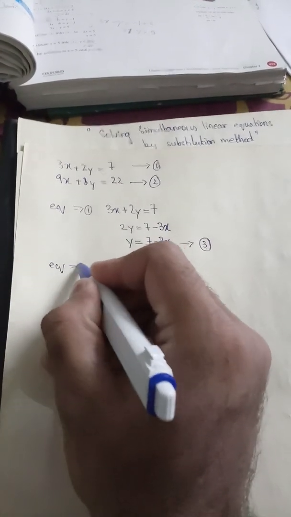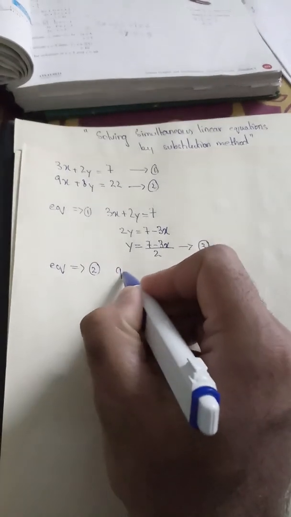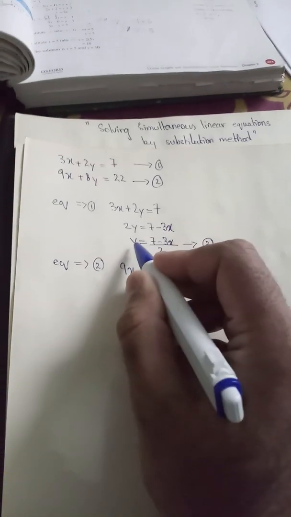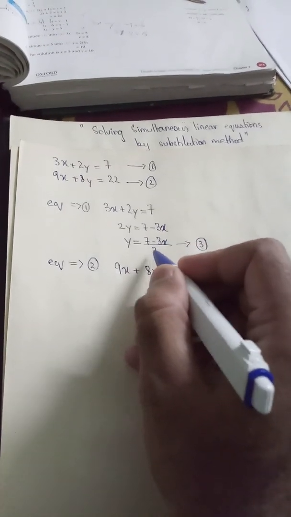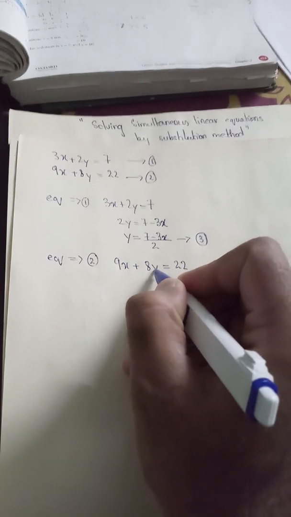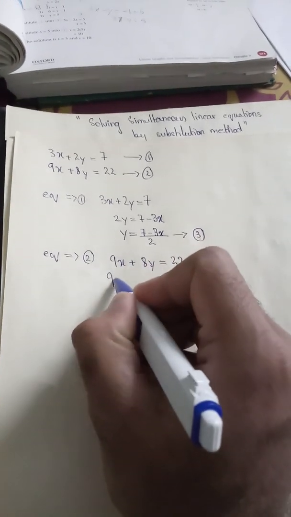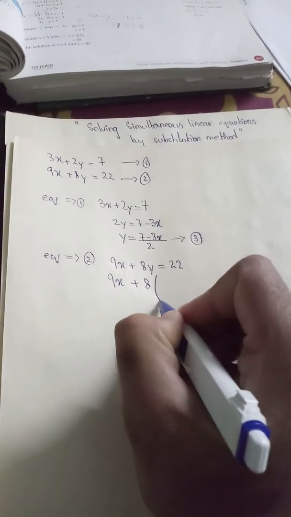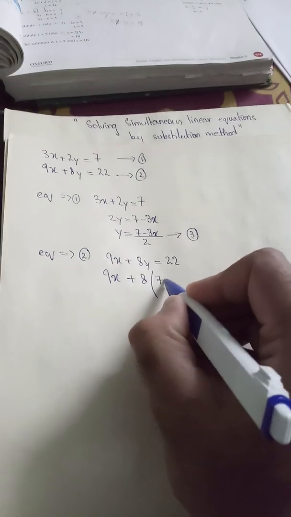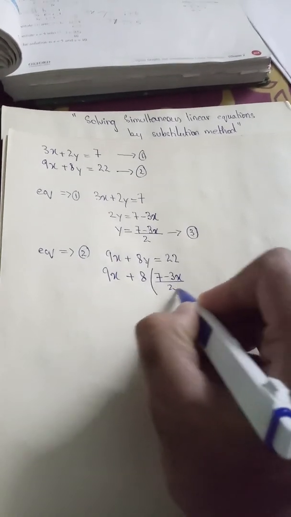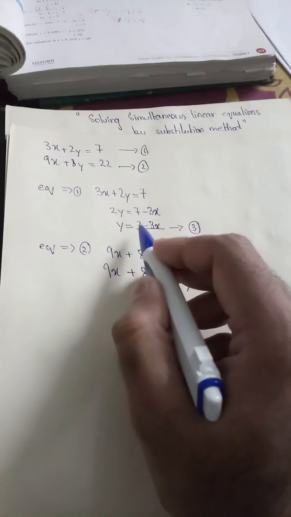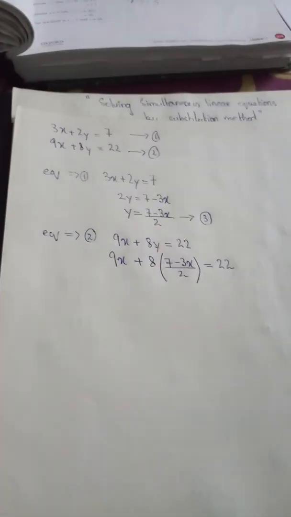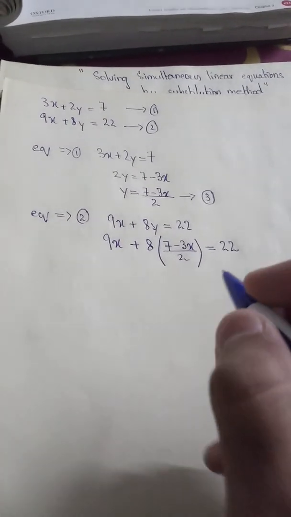Equation number 2 is 9x plus 8y equals 22. Since my y equals 7 minus 3x upon 2, I will put the value of y in equation number 2. 9x will remain as it is. This plus sign, this 8, and I will use a bracket over here, and then I will write 7 minus 3x divided by 2, since it is the value of y, and equals 22 at the end of the equals sign. So what will I do next?